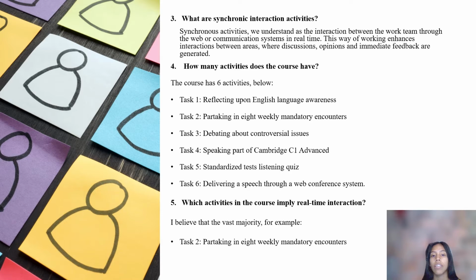How many activities does the course have? The course has 6 activities below. Task 1, reflecting upon English language awareness. Task 2, partaking in 8 weekly mandatory encounters. Task 3, debating about controversial issues. Task 4, speaking part of Cambridge C1 Advanced. Task 5, standardized test listening quiz. And Task 6, delivering a speech through a web conference system.